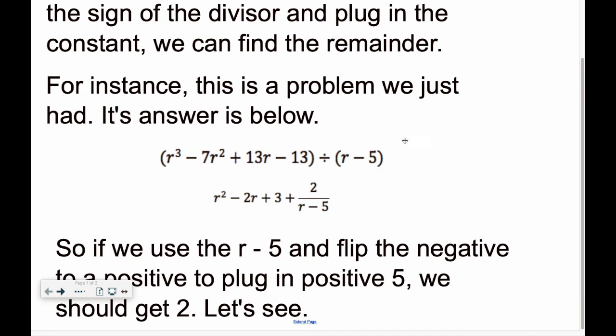And we can do it by flipping this -5 to a positive, whatever the sign is, you flip it. And then for every instance that you see an R here and here, here, here, and here, we're just going to plug in +5. So let's see.